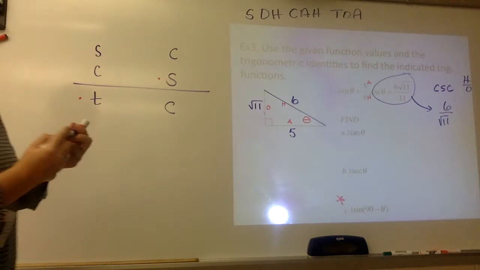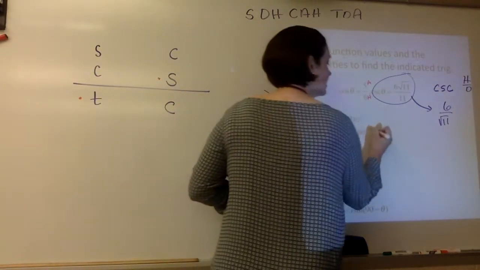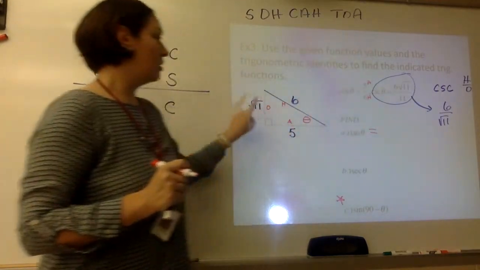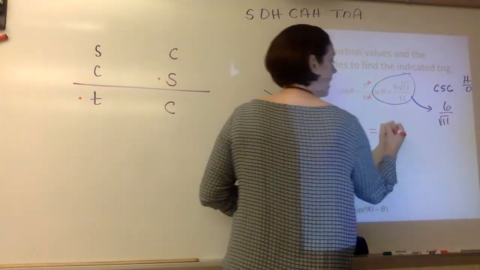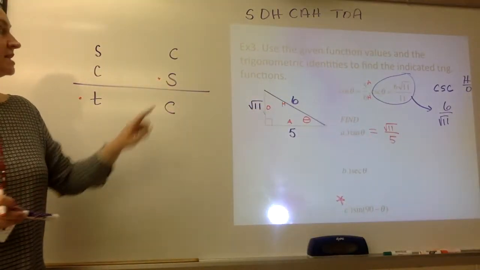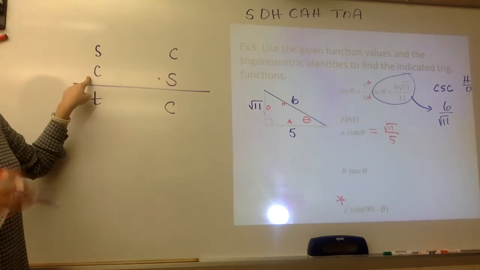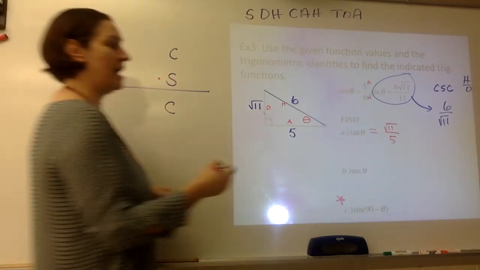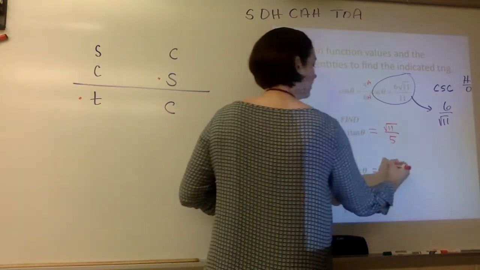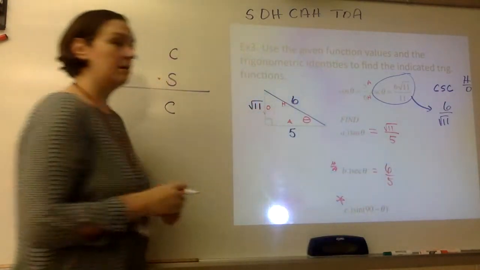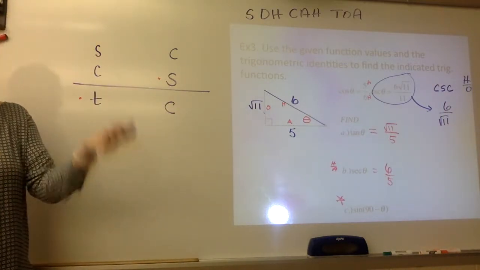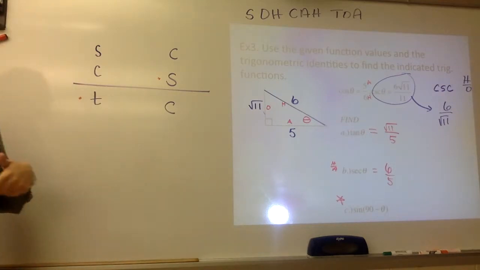Now, it says to find tangent of theta. So tangent of theta is equal to, this is going to be a ratio, O over A, root 11 over 5. And I'm done. Secant goes back to cosine. Cosine's A over H, so this is going to be H over A. So the hypotenuse is 6 over 5. As you can see, not a lot of calculations involved, just the Pythagorean theorem, but you have to start to memorize these new ratio definitions.